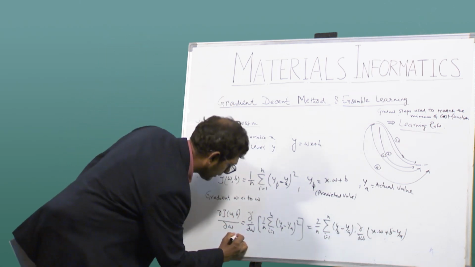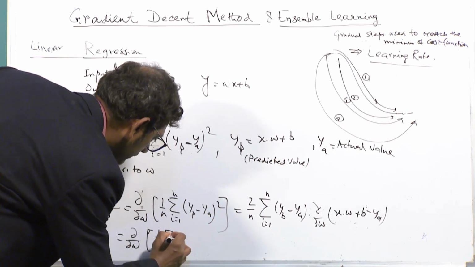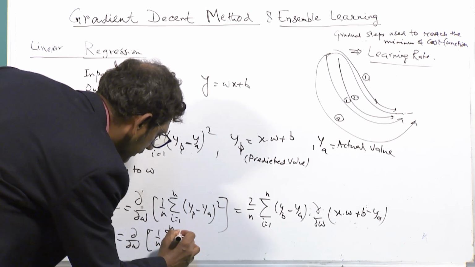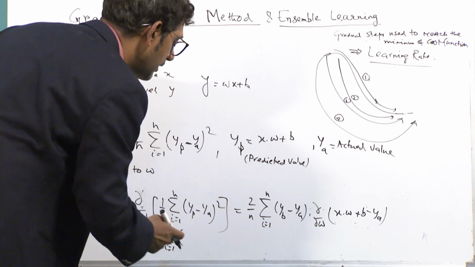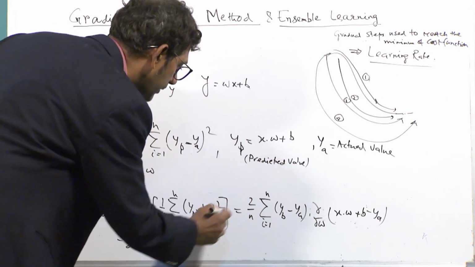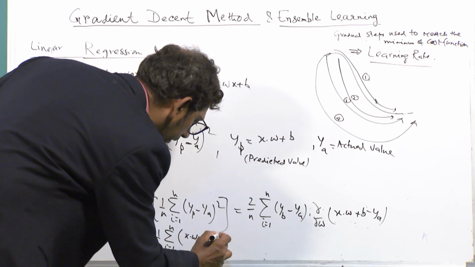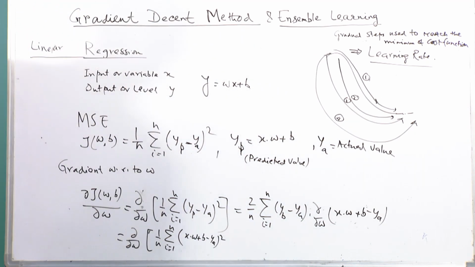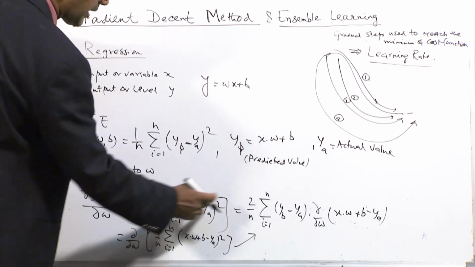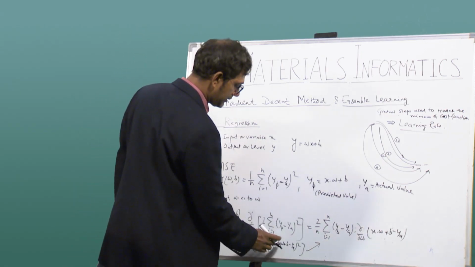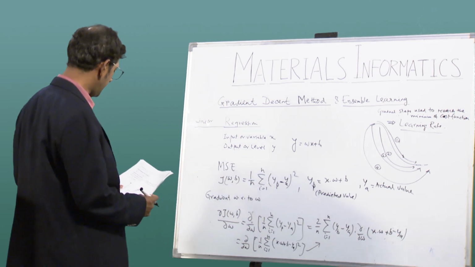If I write it down to help you out, you can do the mathematics yourself also. 1 by n, sum over i from 1 to n, and yp is x w plus b, minus ya whole square, correct. That is what it is. So, from the square, this 2 will come out, so this will be 2 by n, and then this will remain the same when you differentiate. Further, you differentiate this. Am I clear?